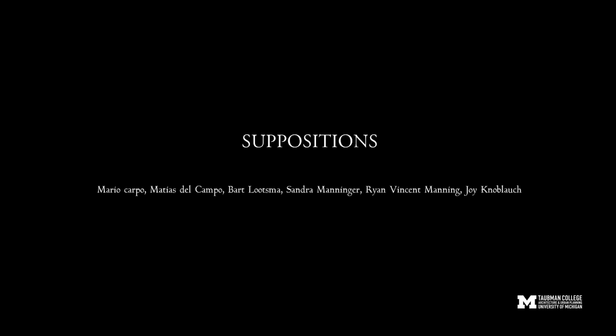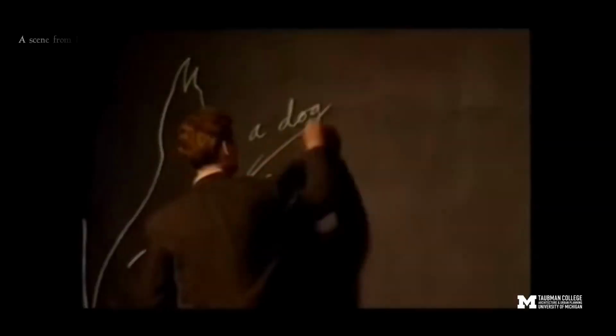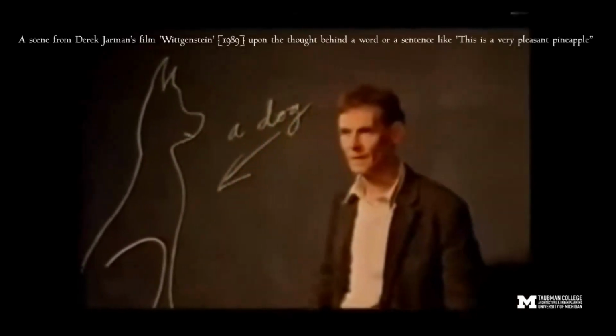So the first large box I created is the suppositions. I actually thank Mario Carpo. Thank you, Mario, for the amazing, insightful article, "Rice or Pasta? Choose Your AI," which refreshingly and humorously approaches this complex problem, and it's certainly one of the highlights of the book, I would say. Bart Lootsma, Sandra Manninger, Ryan Vincent Manning, and Joe Knobloch all provided a sort of theoretical understanding of what we're actually trying to decipher here. And in the following, I'd like to always read from the introduction of each of those chapters.